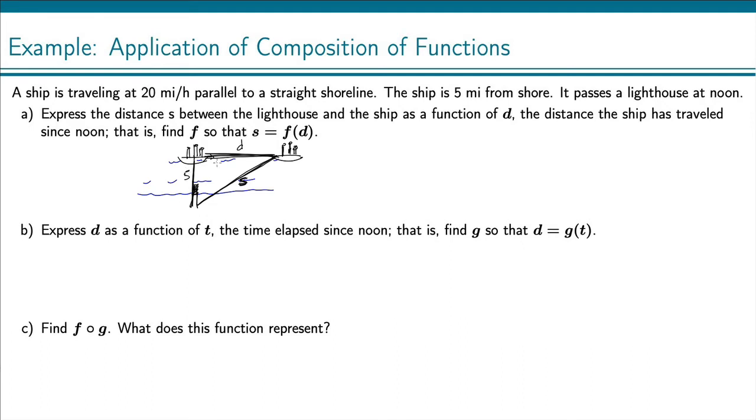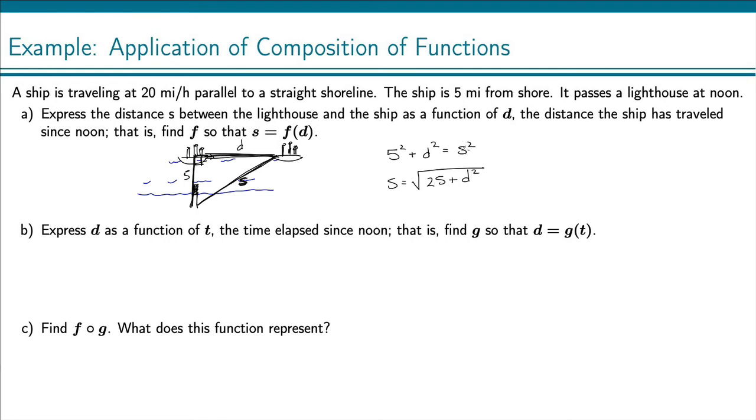Now that we have a picture of what's going on here, we want s to equal a function of d. So we're really looking for a relationship between s and d. And we see, of course, that we've got a right triangle here. So we can use the Pythagorean theorem. 5 squared plus d squared is equal to s squared. And of course, we just want s to equal a function, so we need to take the square root here. So s is the square root of 25 plus d squared.